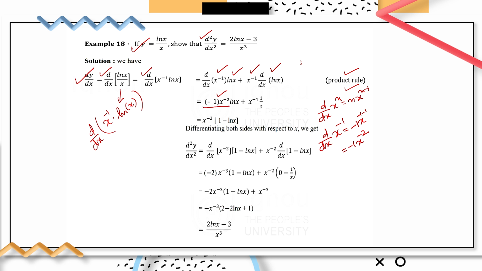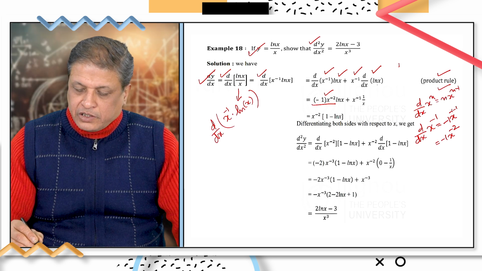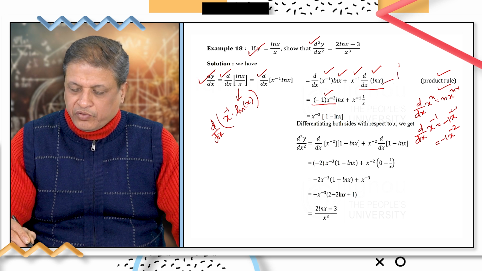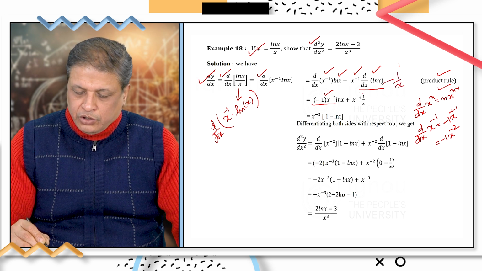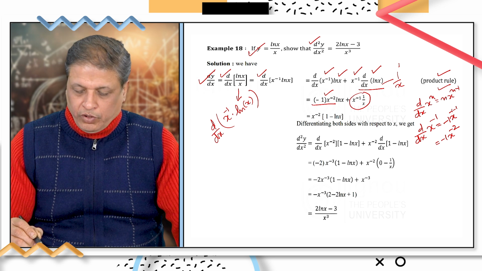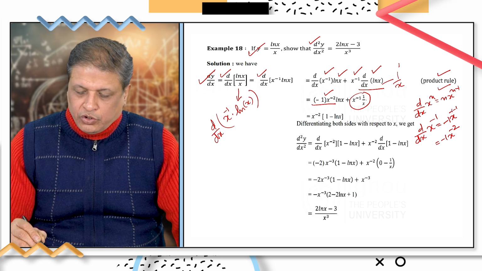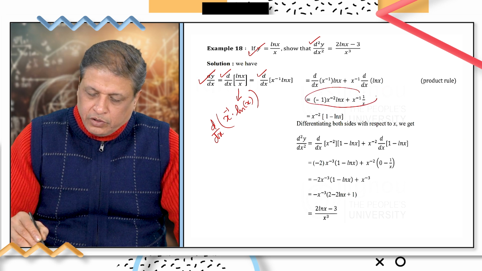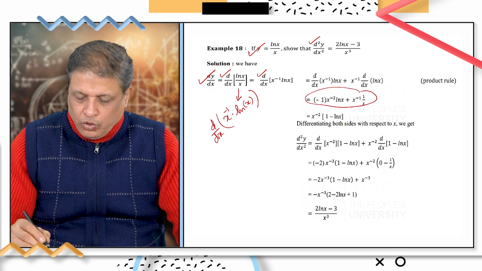So, this is the first derivative part. Second is d/dx of natural logarithm of x, and we learned that d/dx of natural logarithm of x is 1 by x. So, this turns out to be x inverse into 1 by x. X inverse into 1 by x is 1 by x square. So, this expression is now required to be solved.